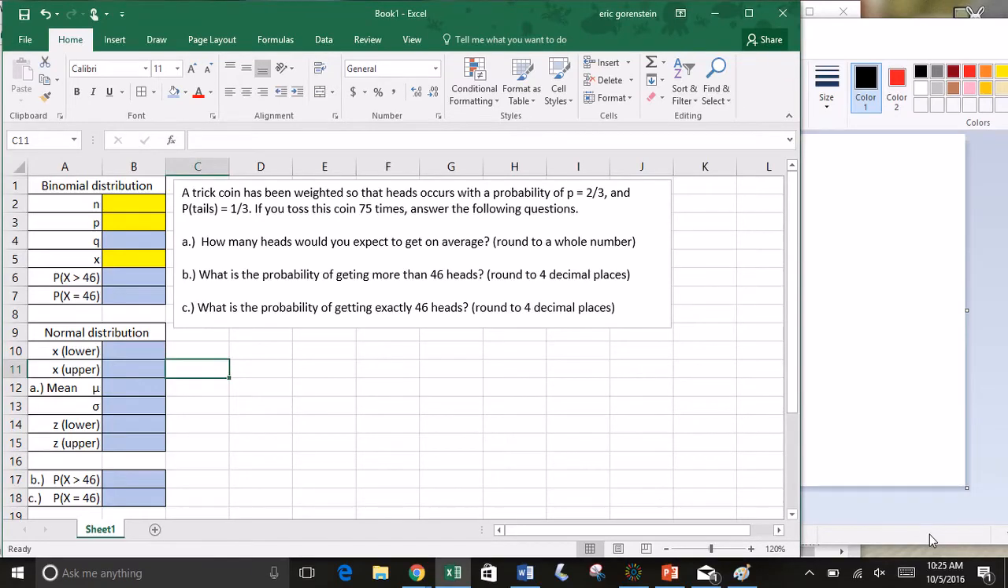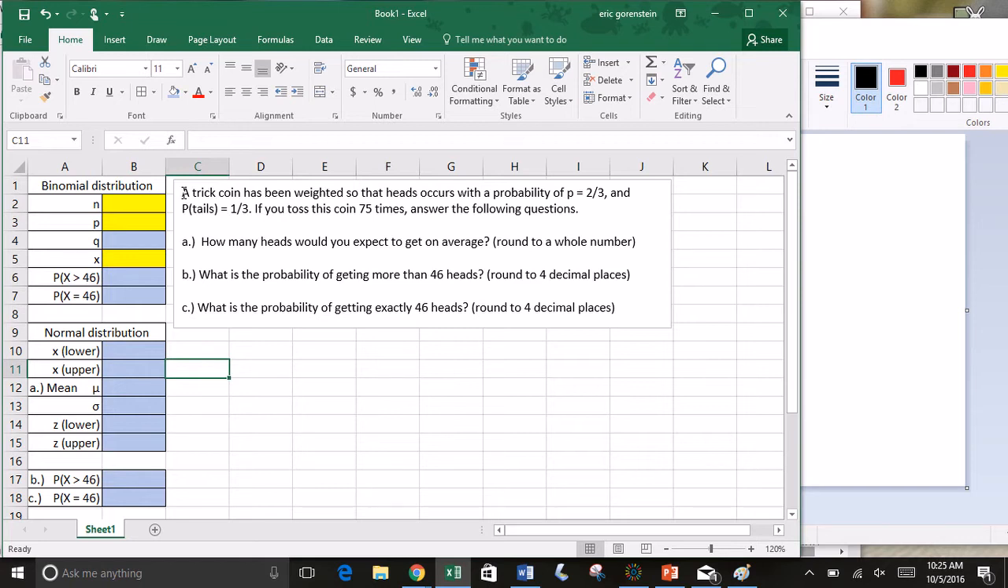Okay, in this problem, we're going to use the normal distribution to approximate the values of a binomial distribution problem. So here, I guess the first place you would start is to identify that this is indeed a binomial problem. The question is, a trick coin has been weighted so that heads occurs with a probability of 2/3, tails with a probability of 1/3. If you toss the coin 75 times, answer the following questions.